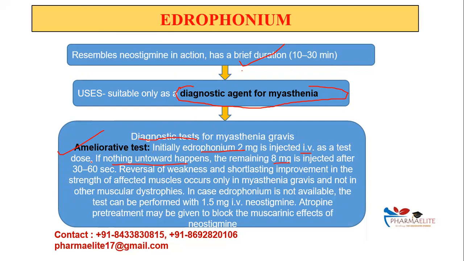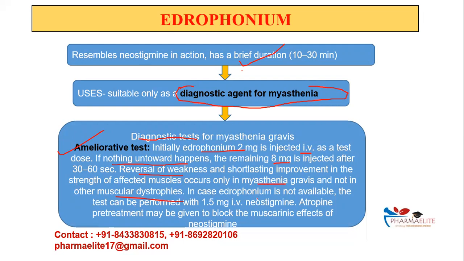So first we give 2 mg, then 8 mg. If the muscle weakness reverses and the strength of your muscles improves, that means the patient has myasthenia gravis. And if it doesn't happen, it is something else, like muscular dystrophy. So remember, if I give Edrophonium and there is improvement in the symptoms, improvement in your muscle weakness, then it's a myasthenia gravis patient.